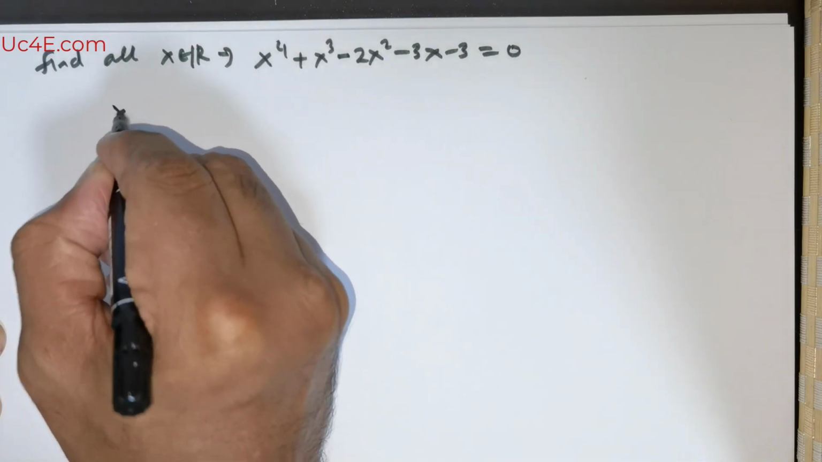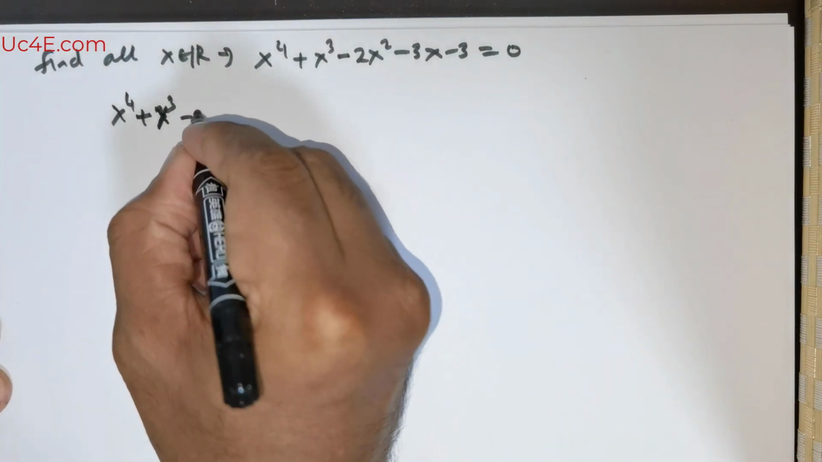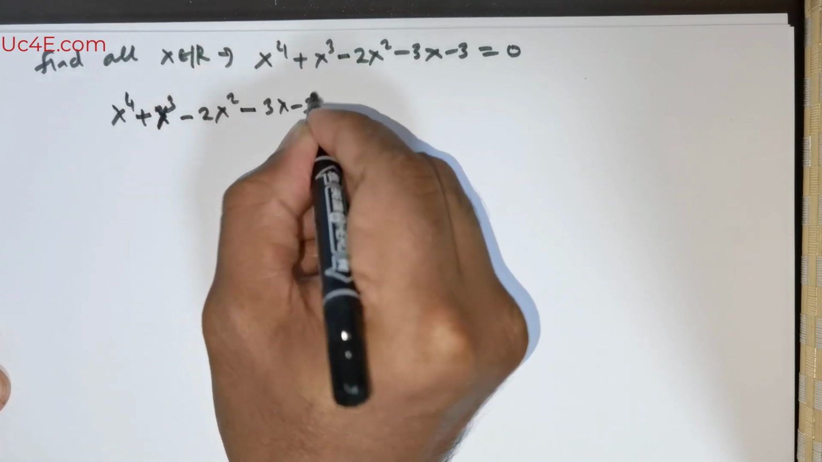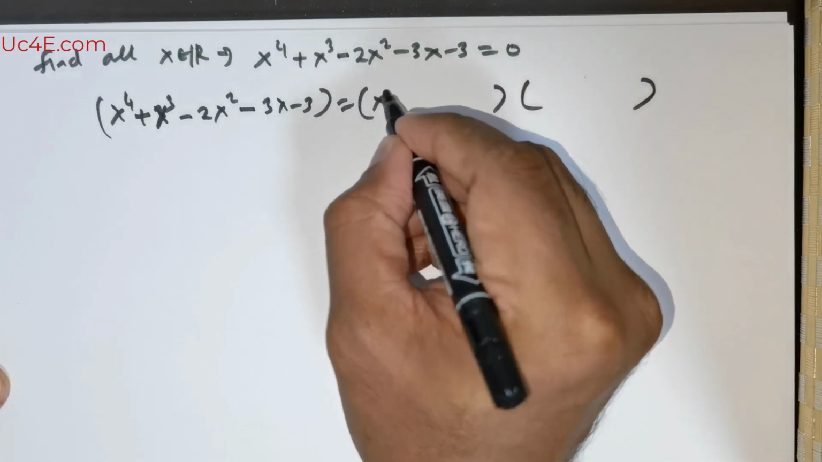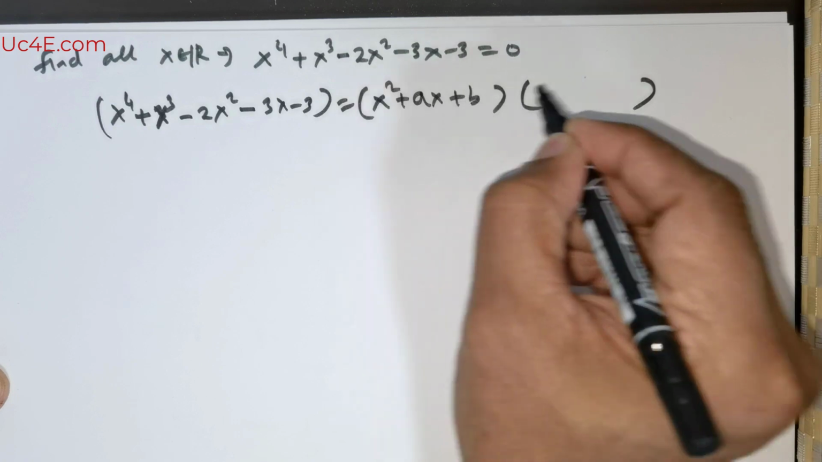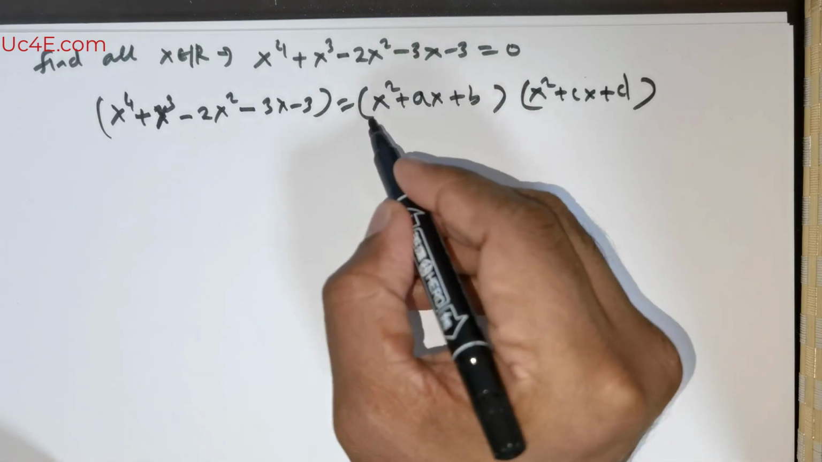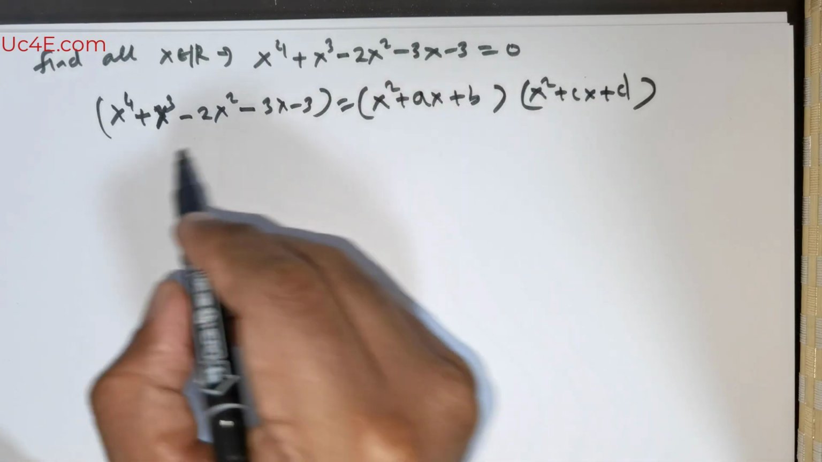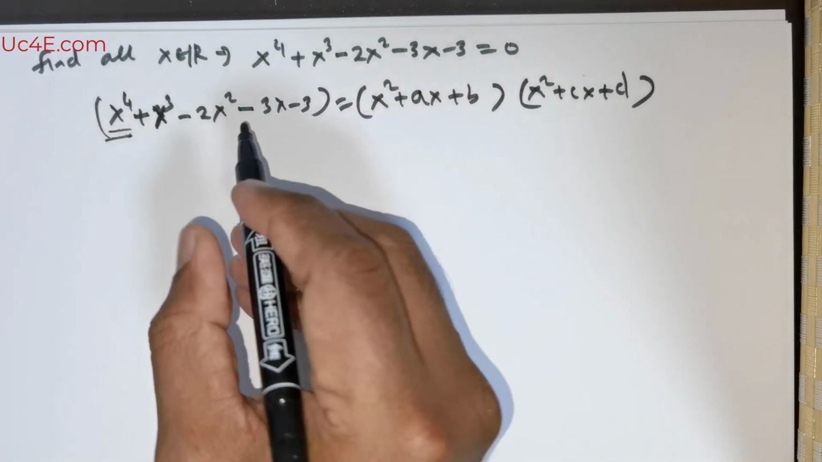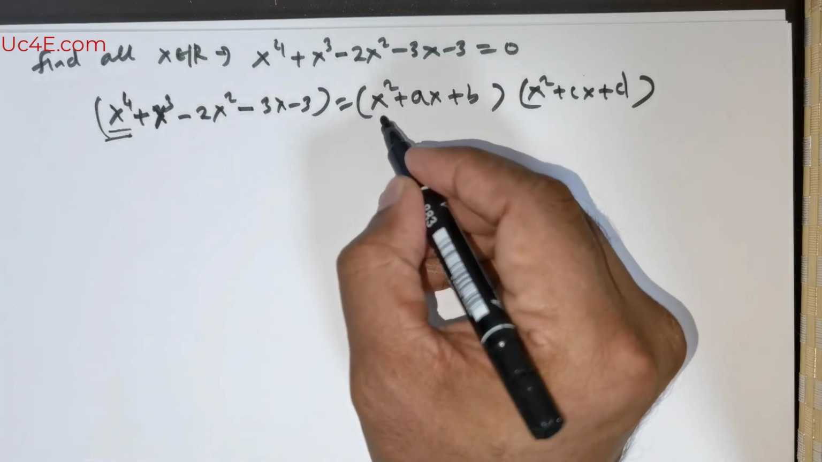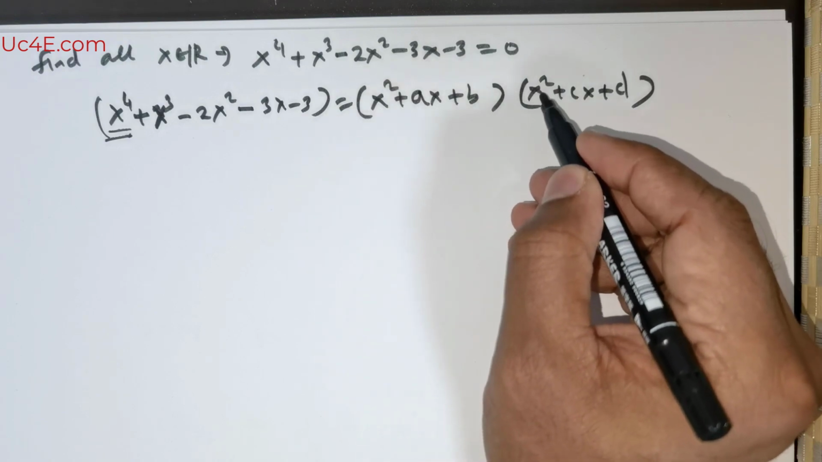So let's do that. x to the power of 4 plus x to the power of 3 minus 2 times x squared minus 3x minus 3 is written as a product of two quadratic terms. So that's going to be (x squared plus ax plus b)(x squared plus cx plus d). Now there are a few things you need to observe. You might be wondering why I have not taken any coefficient before x squared. When we multiply x squared with x squared, we are expected to get x to the power of 4. That is a requirement on the left side. So that's the reason I have taken the coefficient of x squared here to be 1 and the coefficient of x squared here to be 1.